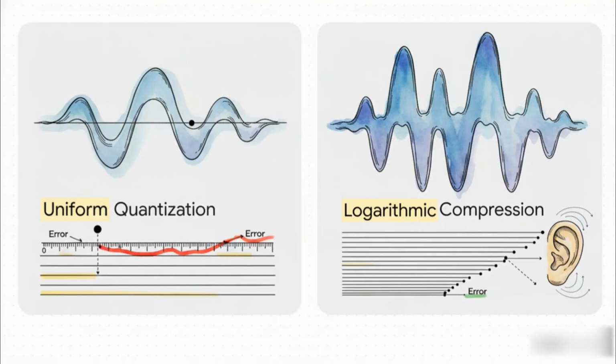Now, this is where things get really clever. Engineers realized something important about human hearing. We're way more sensitive to mistakes in quiet sounds than we are in loud ones. So instead of using the same size measurement steps for everything, they developed something called logarithmic compression. This technique uses super tiny, precise steps for the quiet parts of a signal, and much bigger, broader steps for the loud parts. It focuses all the accuracy right where our ears are going to notice it the most.